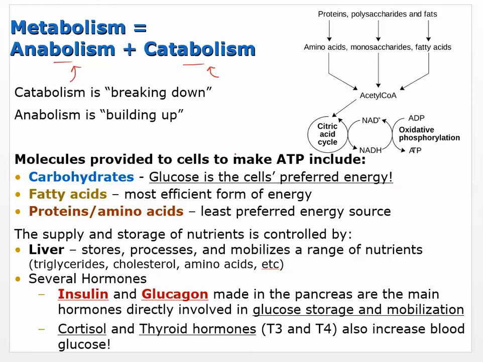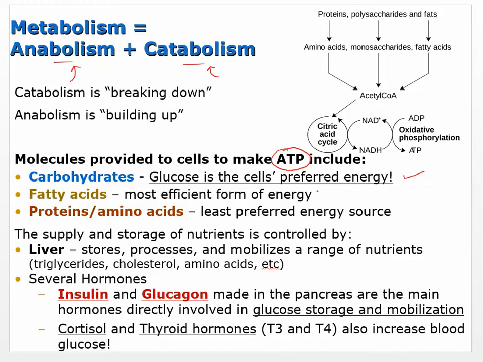So molecules provided to cells to make ATP, so that's one of these things that we have to have. We have to have energy. So we make ATP, and we're able to get it primarily from glucose. The preferred source of making ATP is glucose. Okay, so we can use it.